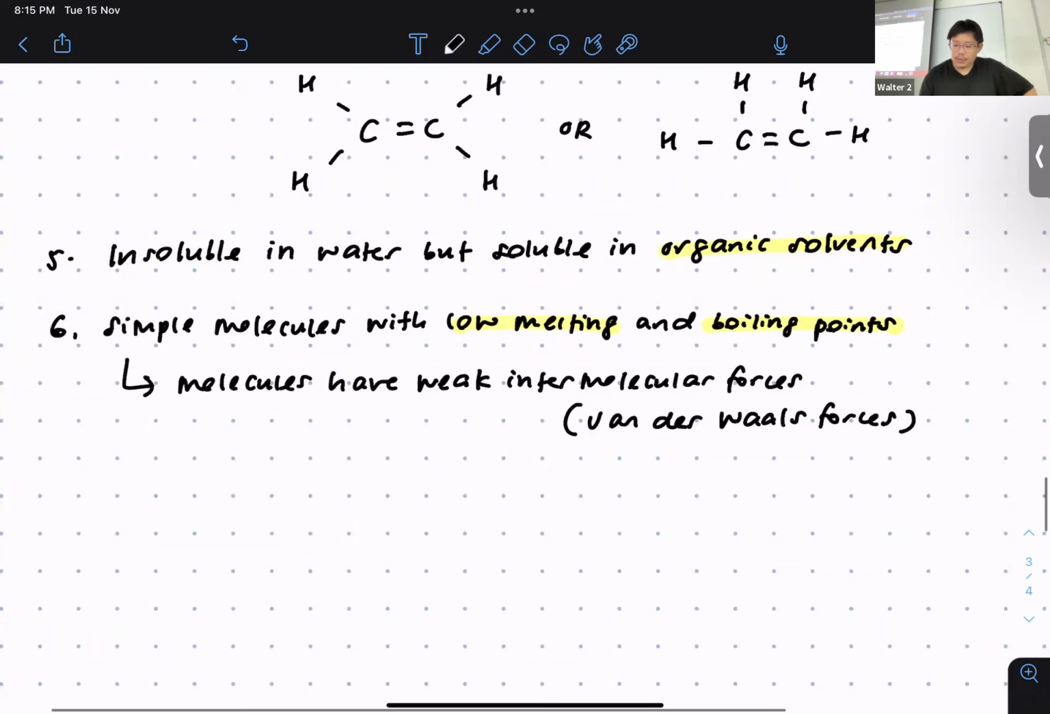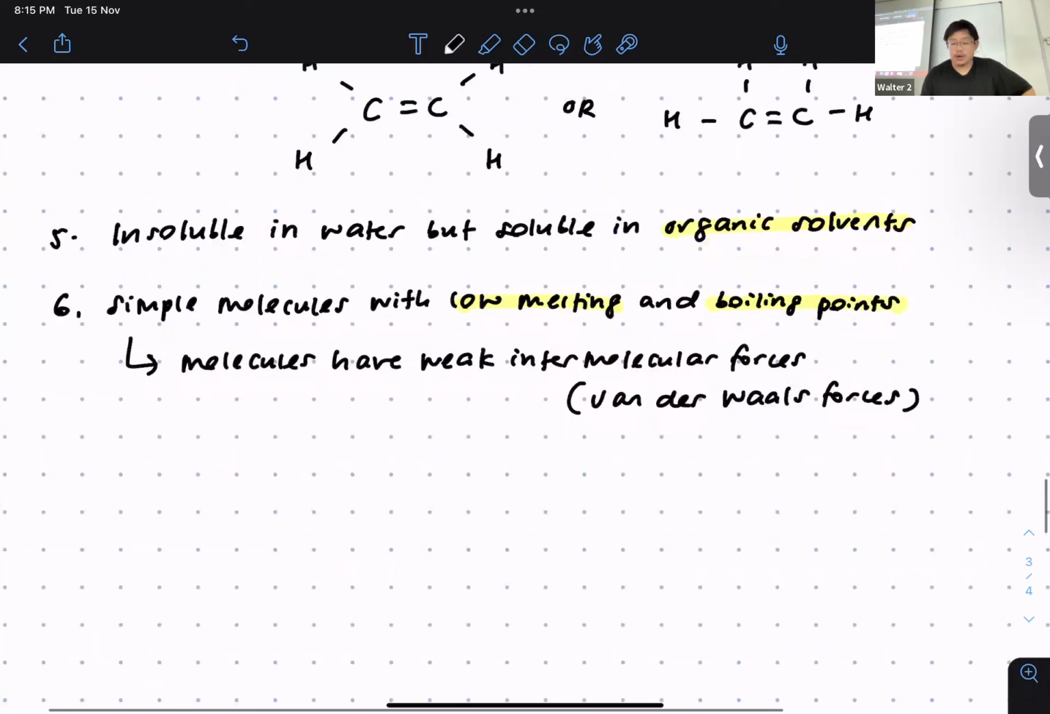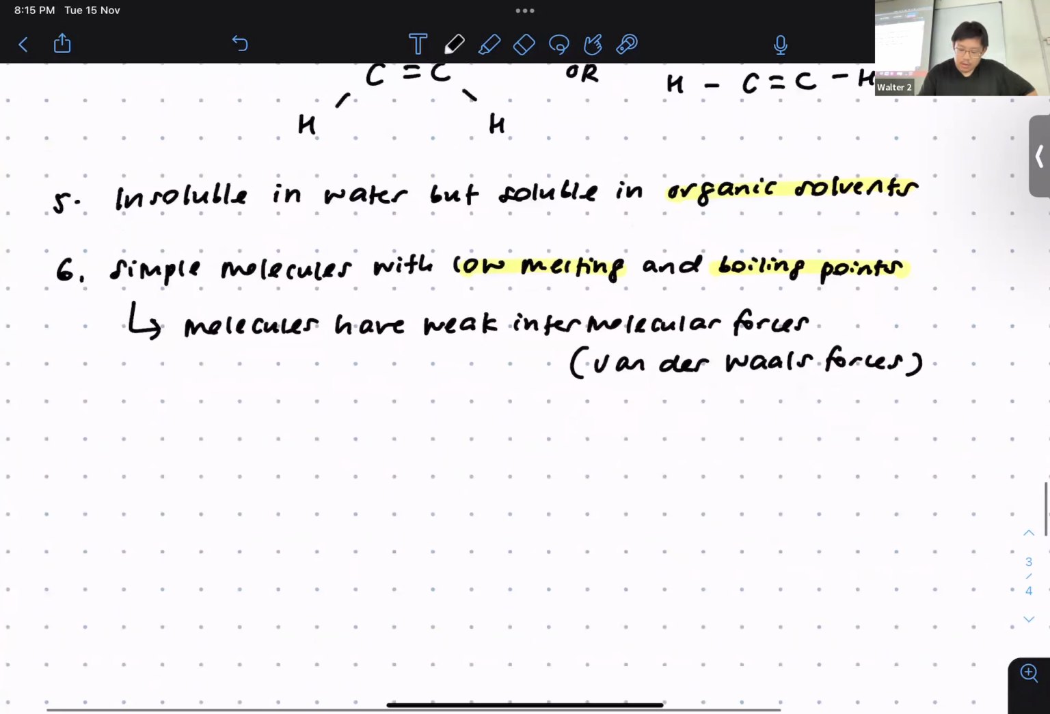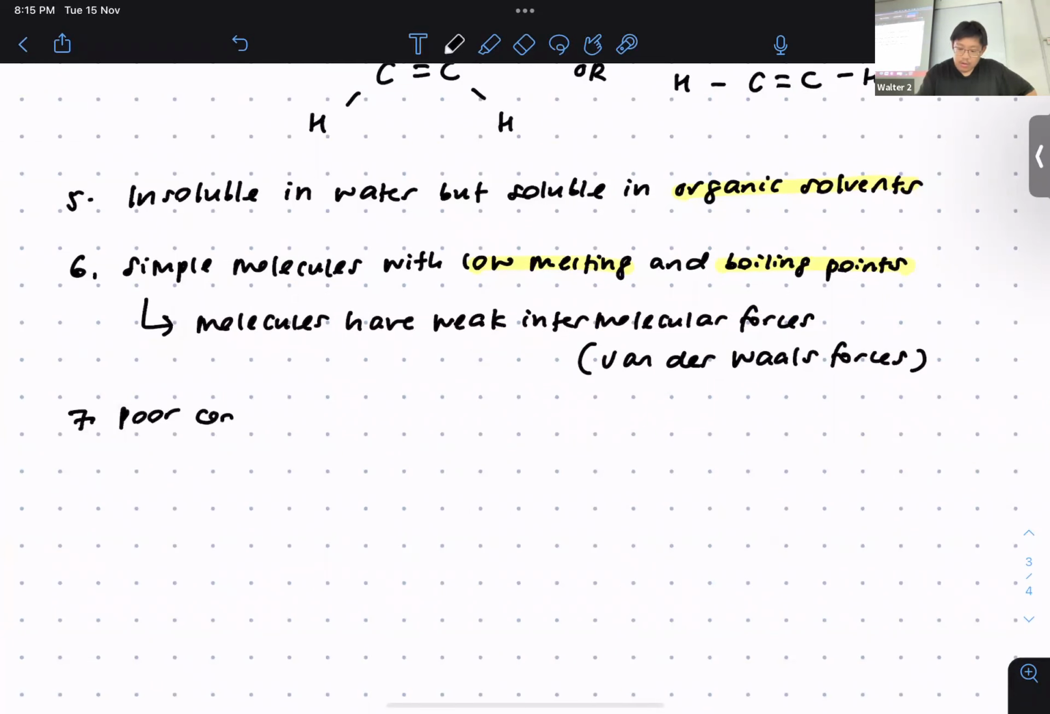Okay, and the last one will be they are poor conductors of electricity. Okay, so those are the main criteria of the alkenes.